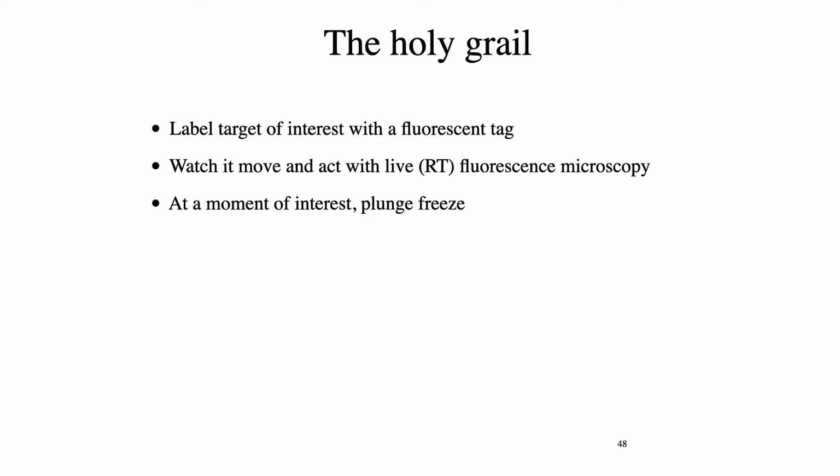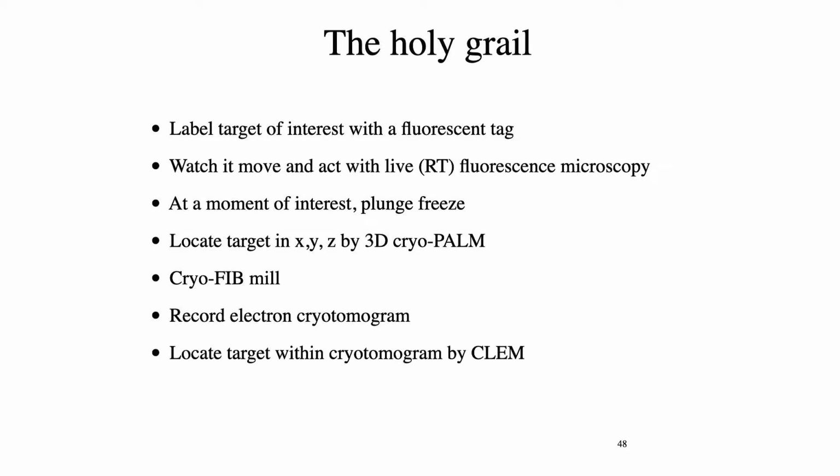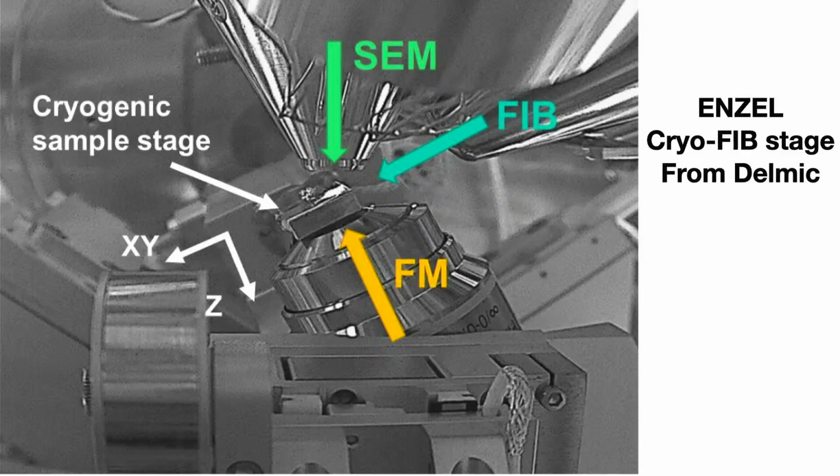Okay, the holy grail would be to label a target of interest, like that IRE1 alpha, with a fluorescent tag and watch it move and act with live fluorescence microscopy. Then just at the moment of interest, when it's doing the cool thing, plunge freeze the cells, locate it in X, Y, and Z by some kind of super resolution cryofluorescence microscopy, mill to uncover it, get a cryotomogram, locate it by CLEM, and then do subtomogram averaging to high, potentially near atomic resolution, like Julia Mahamid has shown so beautifully is possible when you have lots of copies.